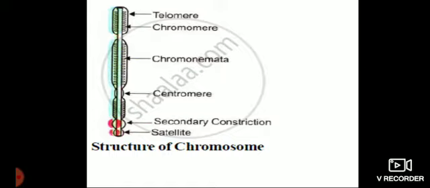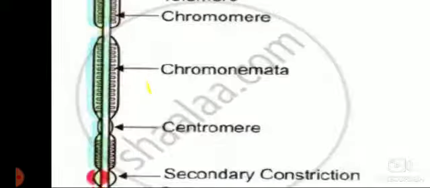So chromonemata and chromomere. Chromonemata means it is the double-stranded DNA, and the chromomeres have a beaded appearance, and these chromomeres are the subunit of the chromatin for the expression of the genes.